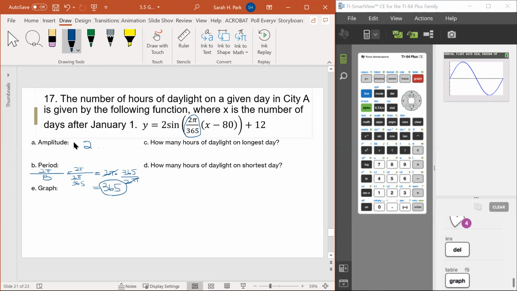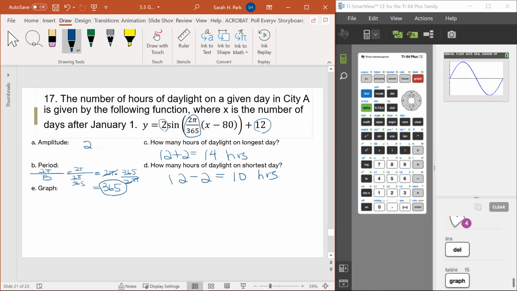How many hours of daylight on the longest day? Well, if you think about the midline being at 12 and the amplitude is 2, it pushes the 12 up higher 2 units. So that would be 12 plus 2, which gives you 14 hours. And then the same thing, how many hours of daylight on the shortest day? You take 12 and subtract the amplitude, which would give you 10 hours. So it fluctuates between 10 and 14 hours.